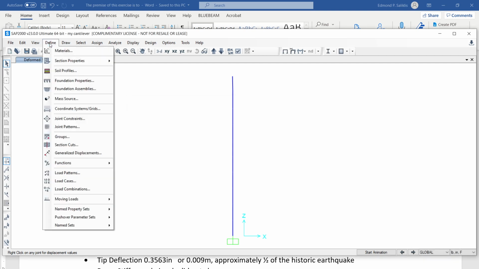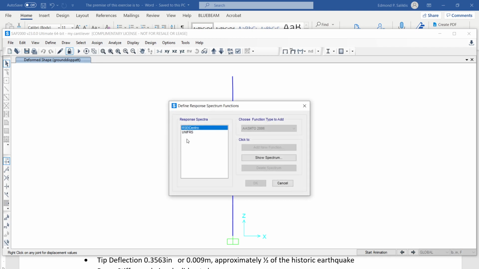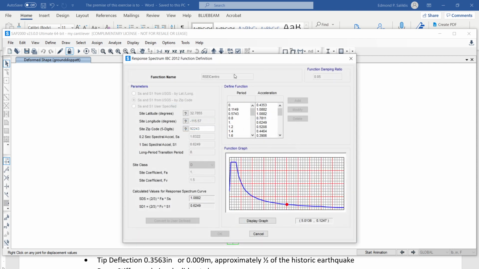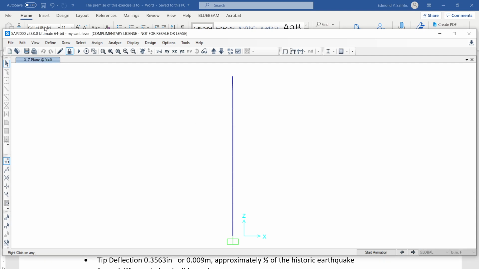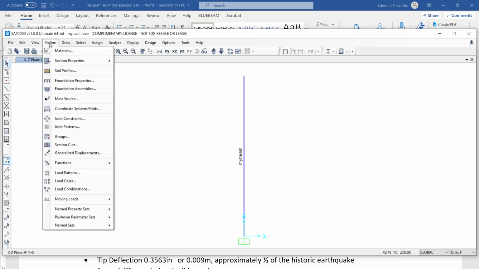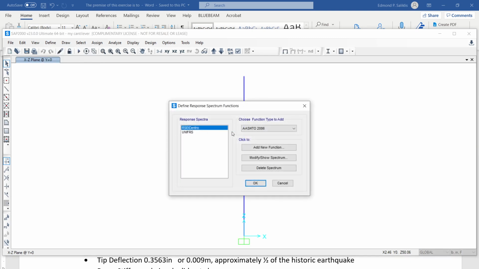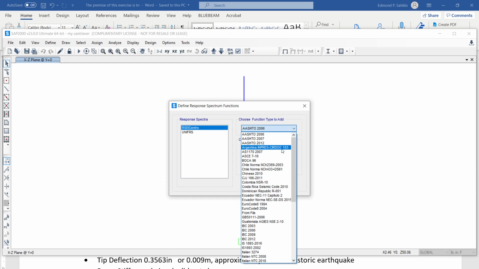Now, how do you get the response spectra? It's just the same way as the time history. Define functions, and instead of time history, just use response spectra. And there's a whole bunch to show up. I grabbed IBC, International Building Code, but you can use Eurocode or whatever. And you could change the soil class here. Let me just show you how I did it here. So define functions, response spectra. And you could see there's a whole bunch here.